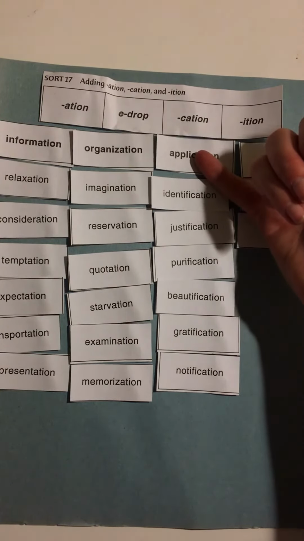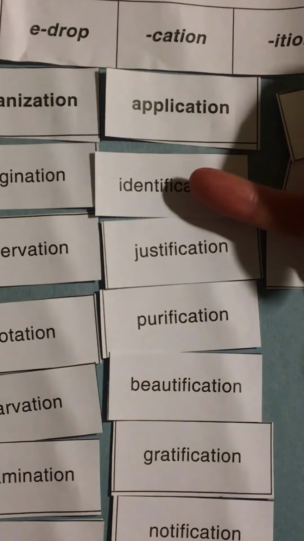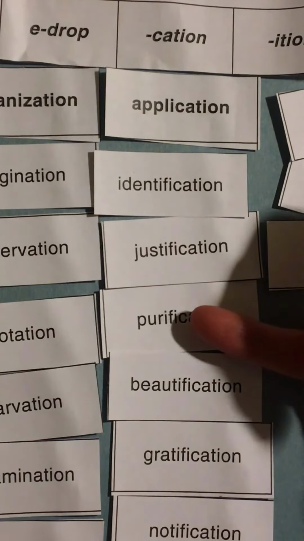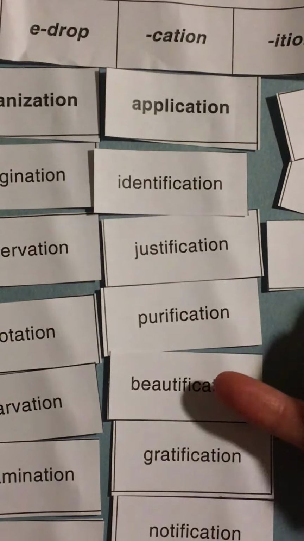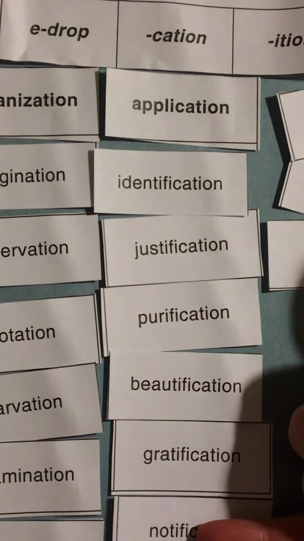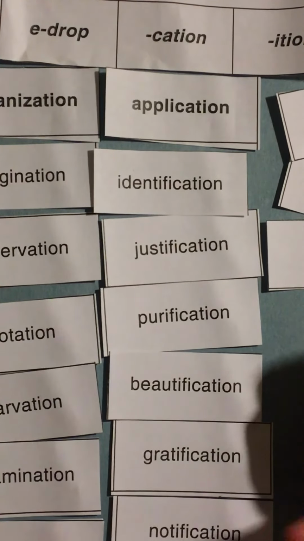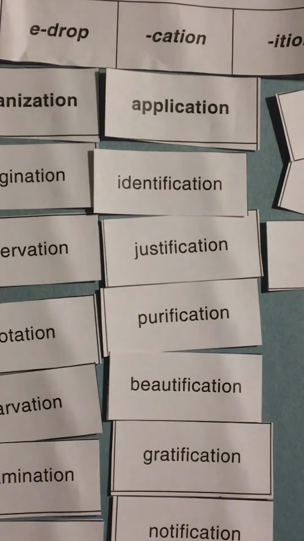Apply. Let's zoom in a little more. Apply. What's supposed to be at the end of that base word? Identify. Sounds like i, but what happened? Purify. Beauty. Gratify, notify. There's really supposed to be Y's at the end of it. So when you added the cation, the y changed to i.